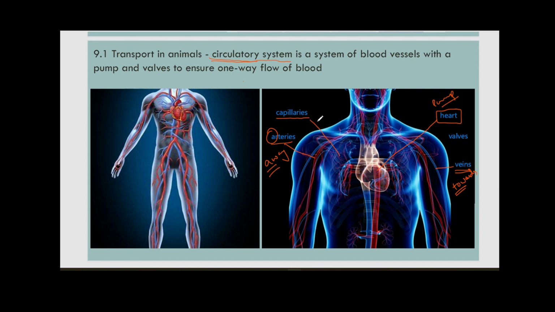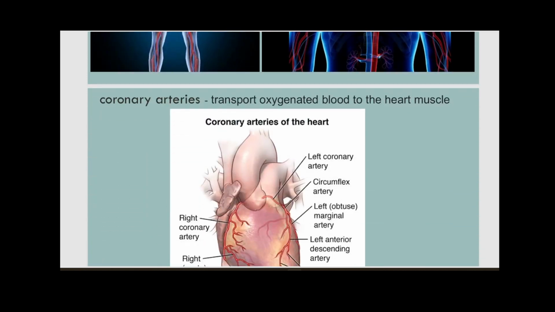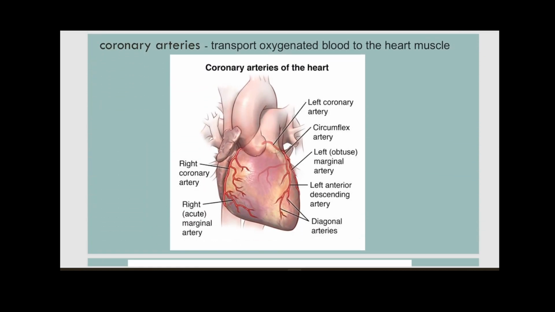There are smaller blood vessels called capillaries, the tinier ones. Their main function is to allow exchange of substances between the blood and the surrounding tissues. Heart and veins, both of them have valves. Their function is to ensure one-way flow of blood and to prevent the backflow of blood. So this is the basic idea about the circulatory system.